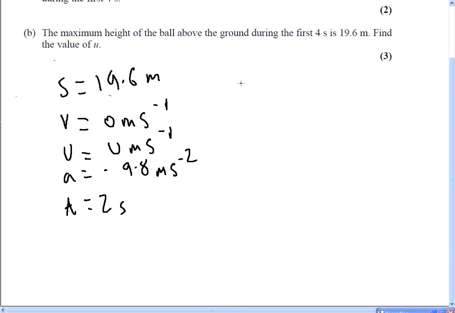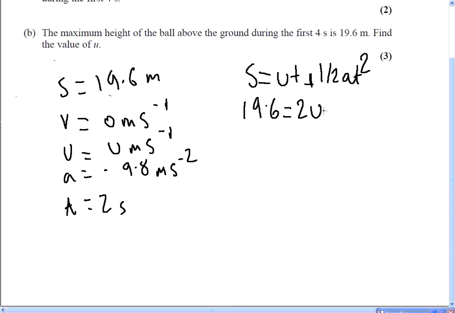With these values, we can use the equation S equals ut plus half at squared. Well, S is 19.6, ut is going to be 2u because we're trying to find the value of u, and we're going to be plus, and that's going to be minus 4.9 times 4. The minus 4.9 is because a half of minus 9.8 is 4.9, and 2 squared is 4. So there's our values. Now what we need to do is rearrange.